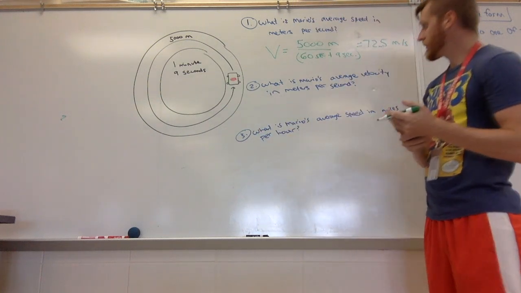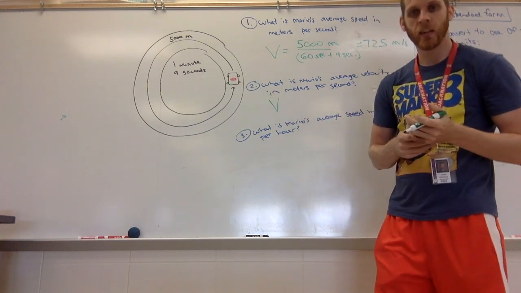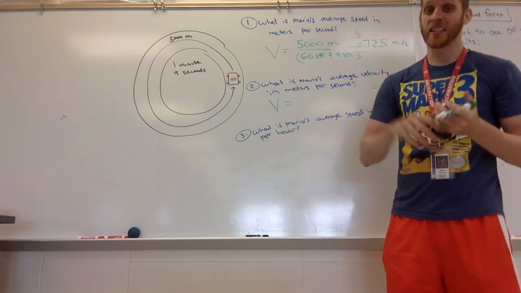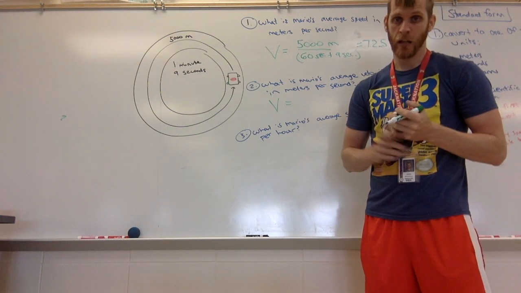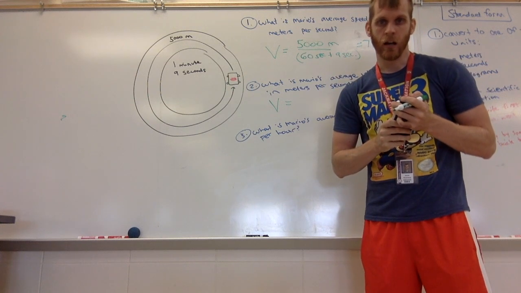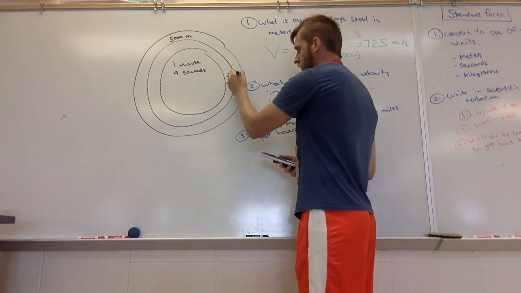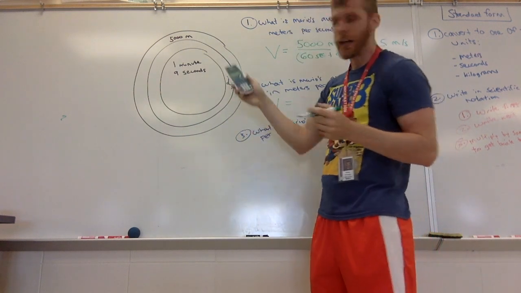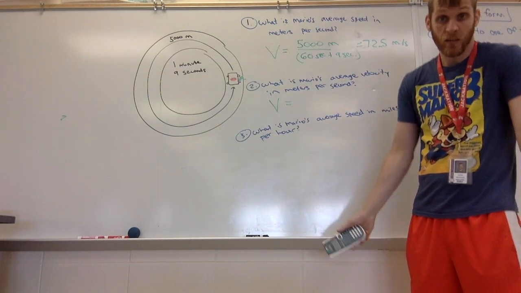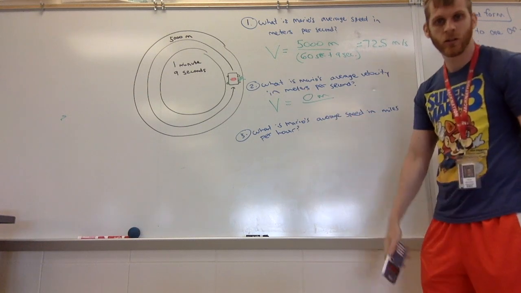Question 2, what's Mario's average velocity in meters per second? Velocity also has a symbol v in physics. When we figure out average velocity, the velocity is displacement divided by time. Displacement is the distance from the starting point. We have to figure out how far Mario traveled from his starting point. He started here, he went around the track, and he ended up here. So what's his displacement? 0. He traveled 0 meters from start to finish.